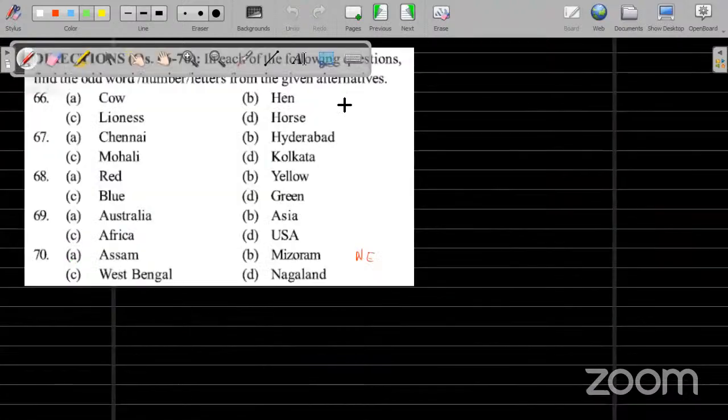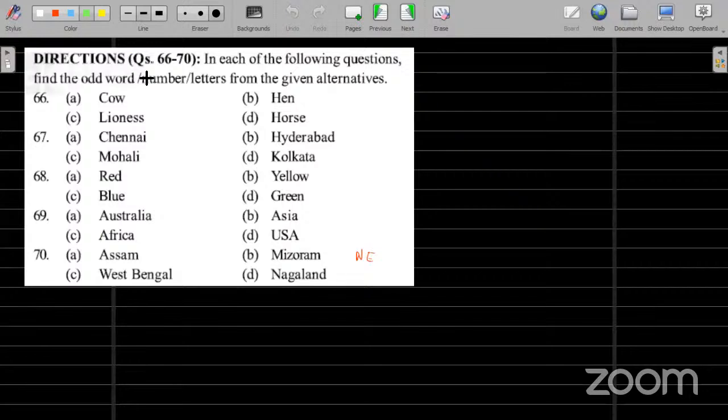Next one, they are reasoning questions. Find the odd one. Cow, hen, lioness, horse. At first sight, you may get confused. All are names of some animals or birds, right? And there is every chance that you may go with hen, because all others are animals, but hen also is an animal.